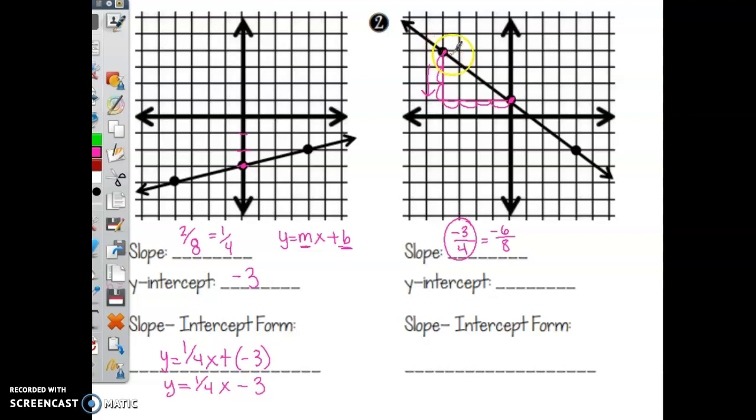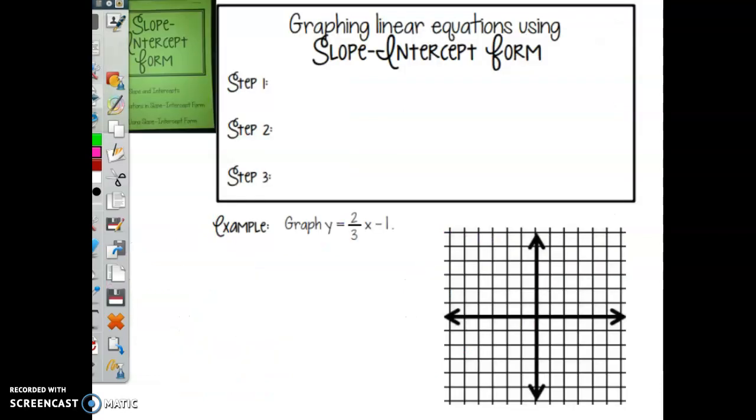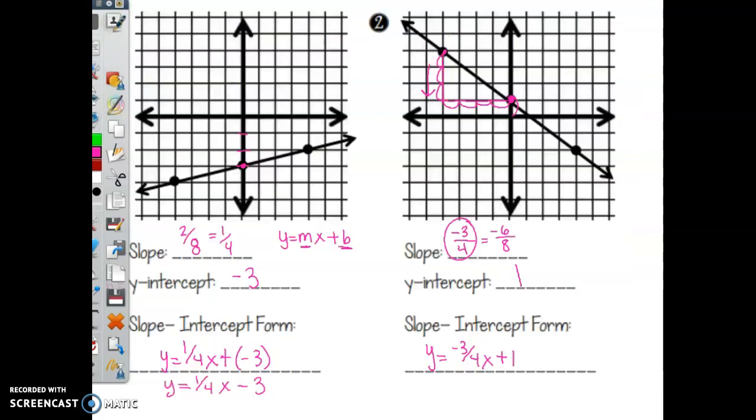So if you pick 2 points that are right next to each other, you don't have to reduce in the end. Y-intercept, again, that's this point where my graph crosses the y-axis, so that's 1 unit above, so that's a positive 1. So y is equal to negative 3 over 4x plus 1. Go ahead and do the other two on your own, and good luck.